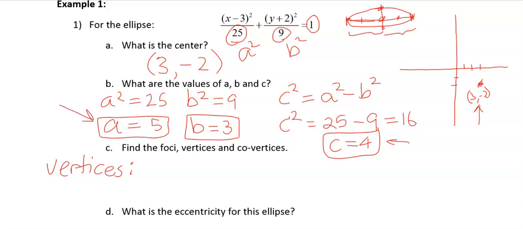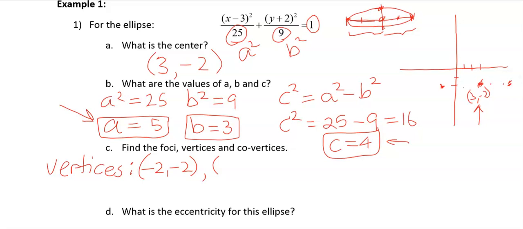So to get my vertices, that's A units to the left and right of the center. So if I went from 3, -2, if I went 5 to the left, I'd end up over here somewhere. And just subtract 5 from that x coordinate, from that 3, and you're going to get -2, -2. There's one vertex. And the other one I'd go 5 units to the right from 3, -2, and I'd end up over there somewhere.